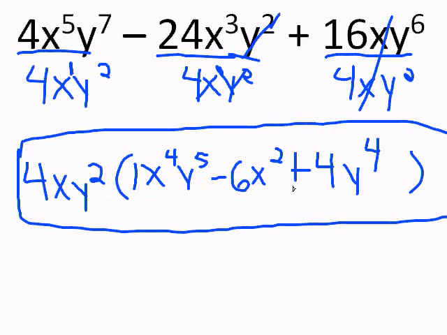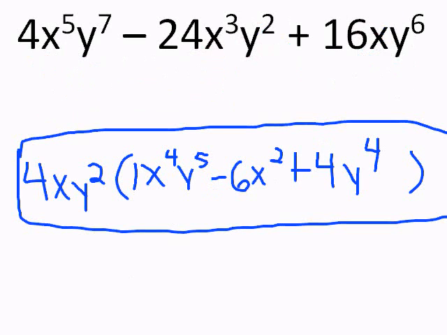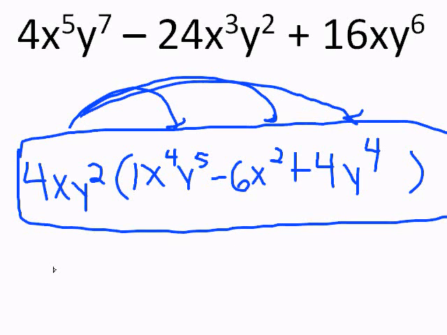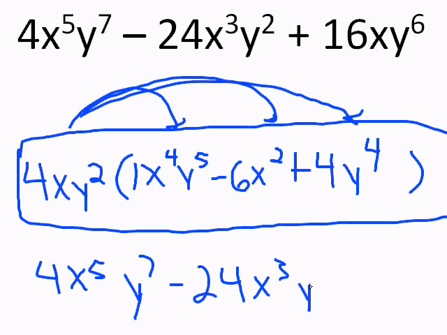Notice the factored form is kind of like the opposite of distributing. So when we distribute, we should get back to our original answer. So again, we can distribute to check our answer by taking that 4xy squared and multiplying it into the parentheses by every single term, and we should get 4x to the fifth y to the seventh, minus 24 x squared times x is x to the third y squared, plus 4 times 4 is 16 x. There's nothing to multiply x by, so we write it down. Y squared times y to the fourth is y to the sixth. If they match, we know that we have found the correct factored form.